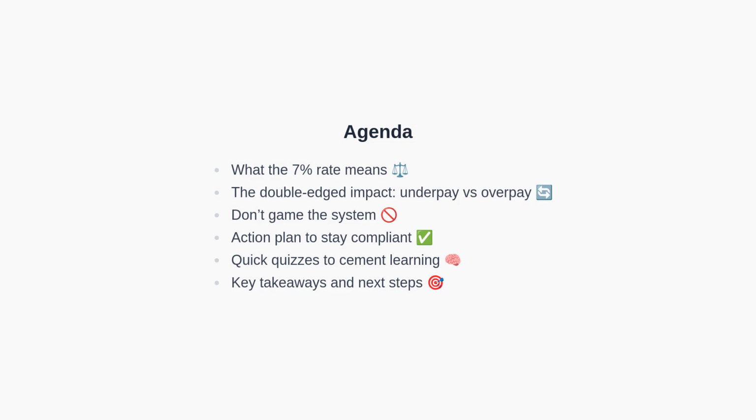First, let's review the roadmap for today. Here's our agenda. We'll define the 7% IRS rate and why it matters, explore how it affects you whether you owe taxes or are due a refund, explain why intentionally overpaying is usually a poor strategy, give you a practical action plan, run through a couple of quick quizzes, and finish with key takeaways and next steps.